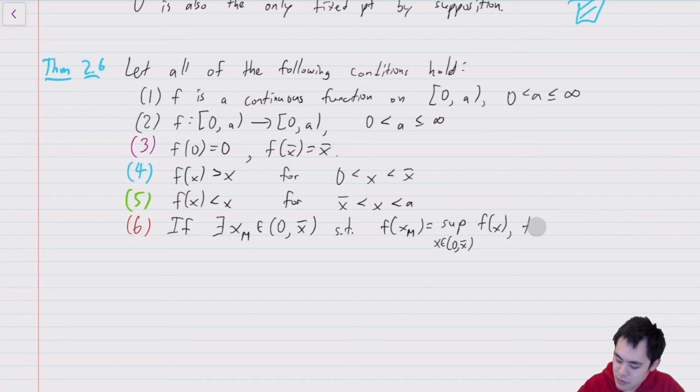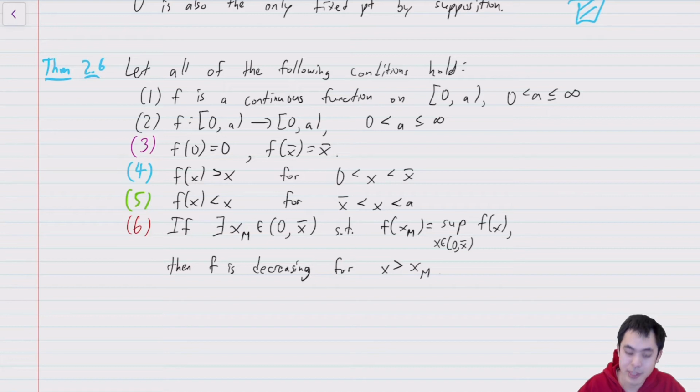Let me write this over here so I'm not squeezed for space. Then f is decreasing for x greater than this maximum. Okay, let me put this in parentheses: x sub m is a maximum in the interval 0 x bar.